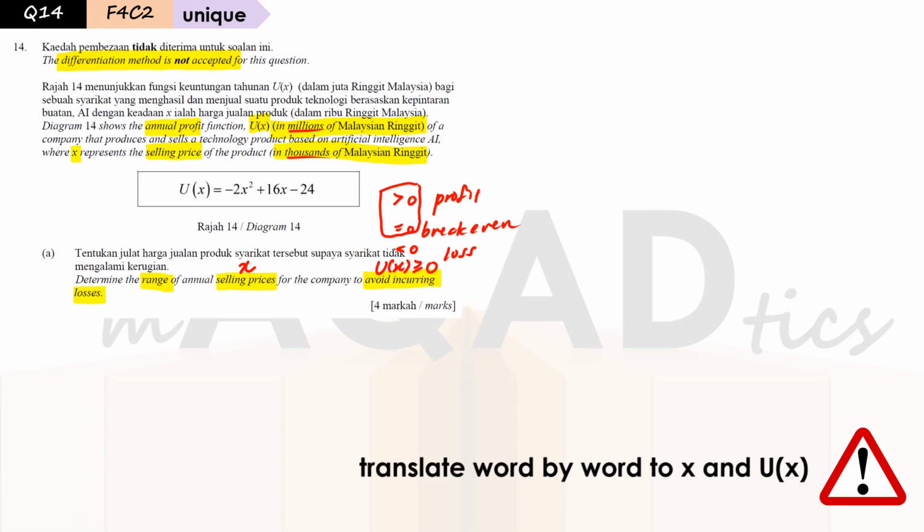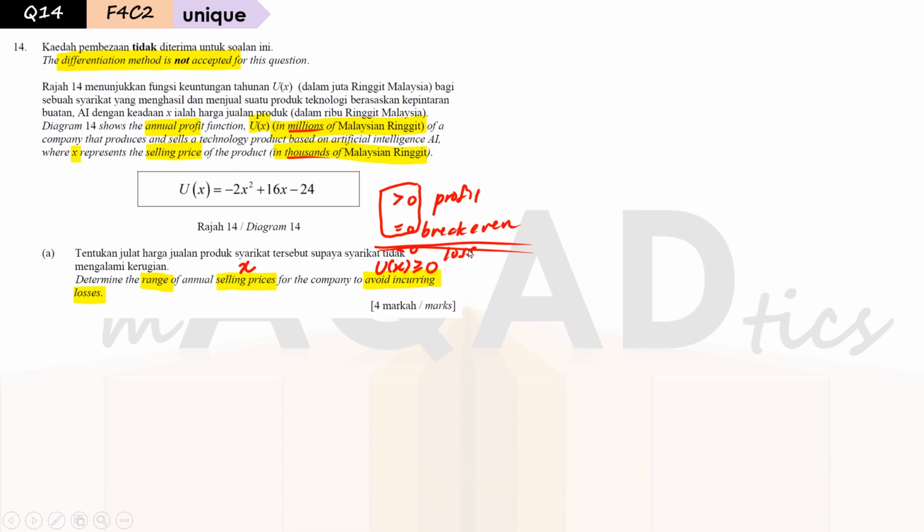So since we are avoiding loss, we just consider greater than or equal to 0. That's why we can obtain u of x greater than or equal to 0. Alright, so now we have this inequality, so let's figure out the value of x.